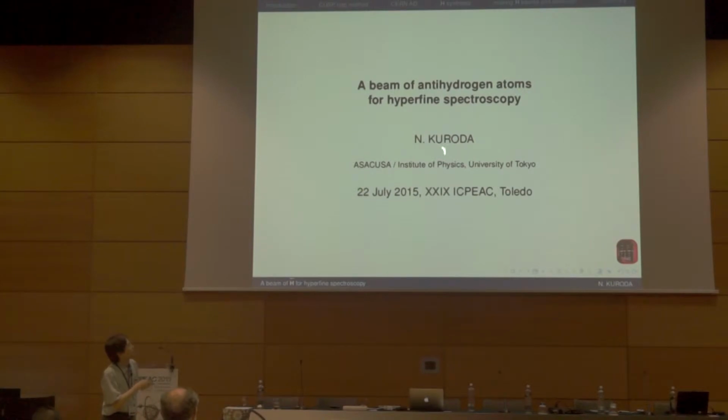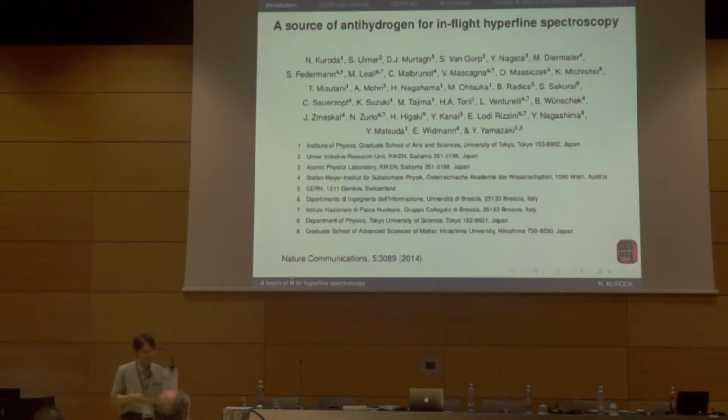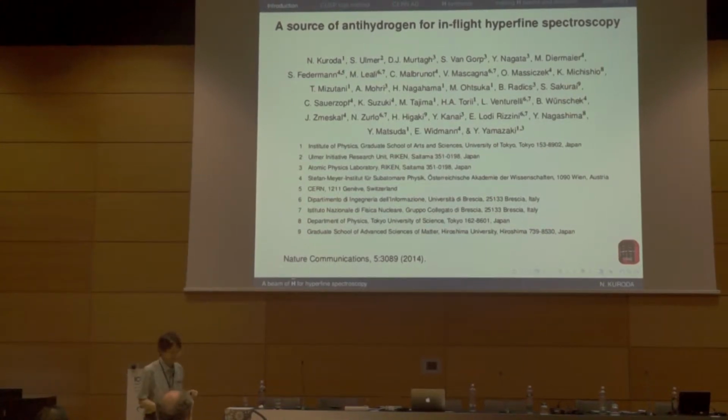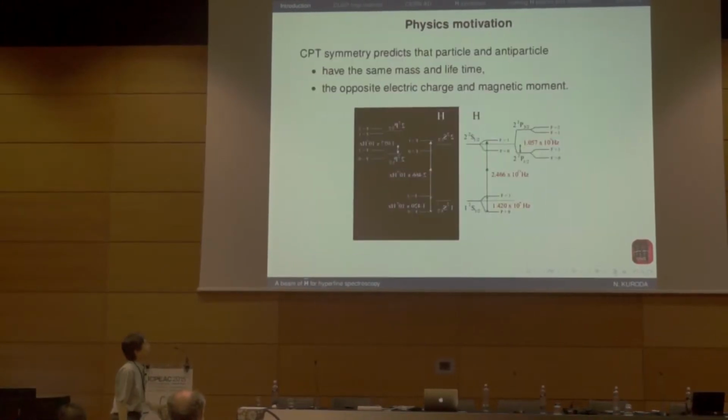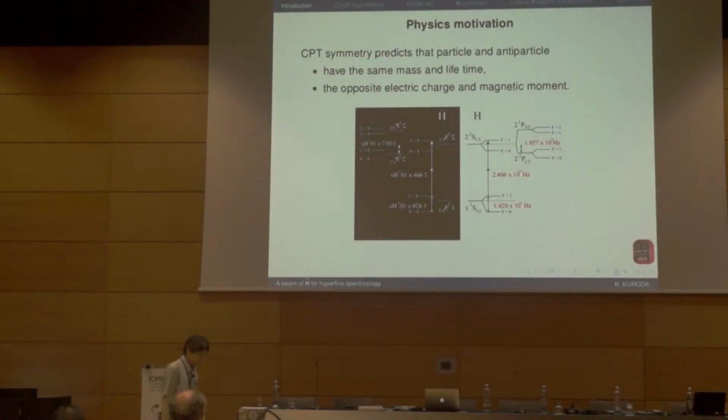My talk is about making an antimatter beam for spectroscopic study. Mainly, I'd like to talk about the ASACUSA experiment. This is our collaboration mark. When we published last year, more than 30 people, students and researchers, were participating in this experiment. So why are we trying to make an antimatter beam?